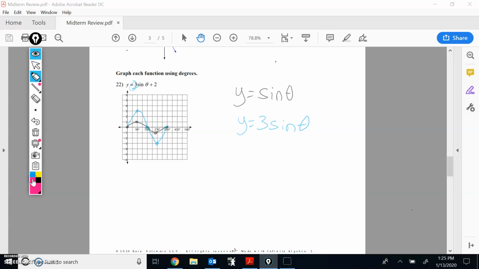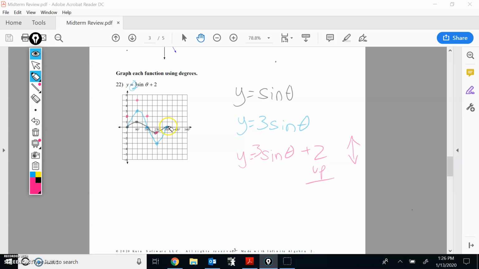And then lastly, let's see what the graph looks like if we have 3 sine, but then we go +2 at the end. That +2 represents the d-value, which moves the graph up or down. So basically, we're going to take all these points and go up 2. So from here, I'm going up 2. From here, from here, and from here.